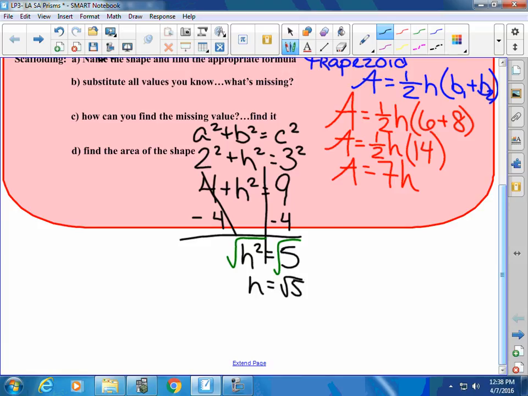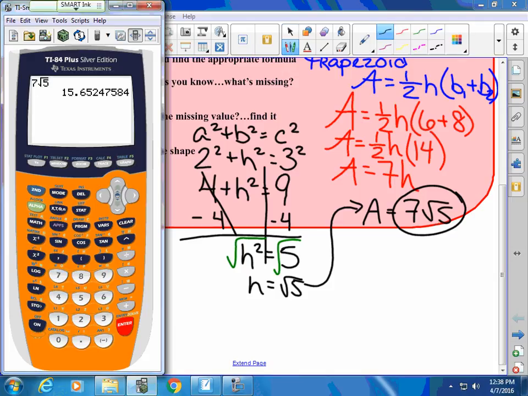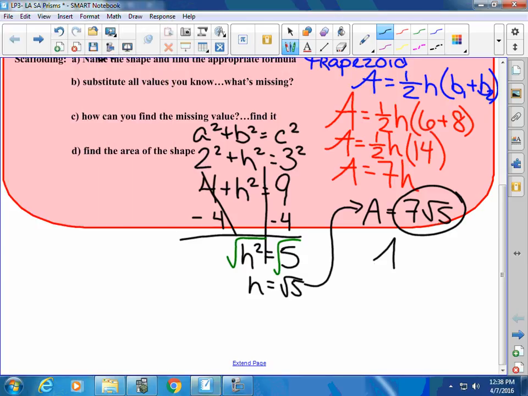Remember, I can't round until I get my answer. So I'm going to take this, I'm going to plug it in to find the area. So 7 radical 5. And at this point, it didn't say where to round to, so I can absolutely leave it just like that. Or I can type that into my calculator, 7 second x squared 5. And I get approximately 15.7.